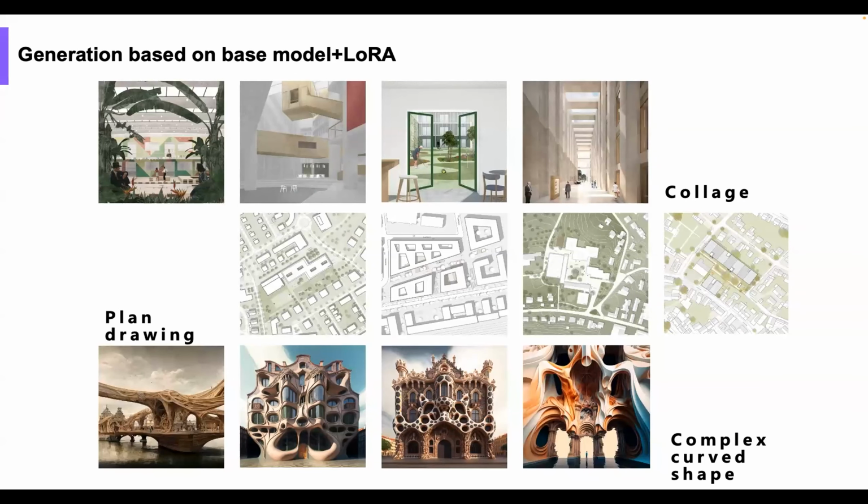And here are some examples of what a LoRA model can do. You can see it can generate collages, plan drawings, and even different kinds of curved-shape architecture. It's all based on a very limited number of pictures you input, and we get the result immediately. So we think by using a LoRA model plus a base model, you can get a lot of possibilities.